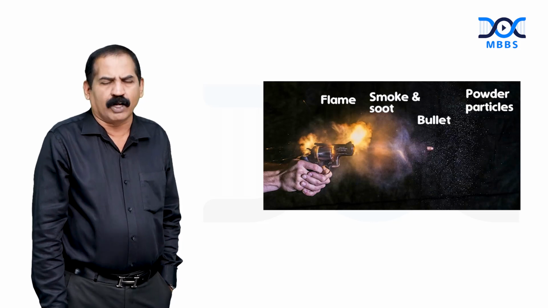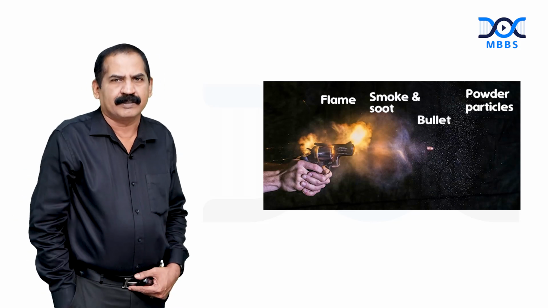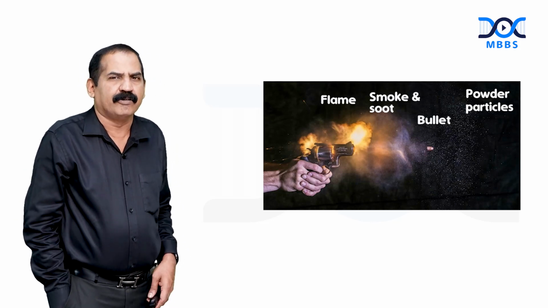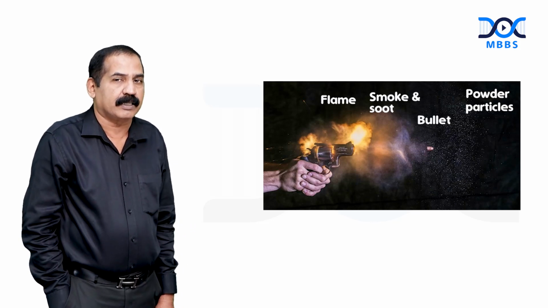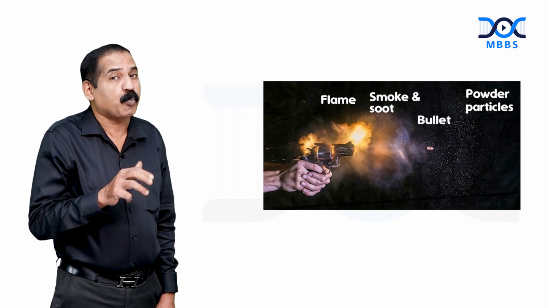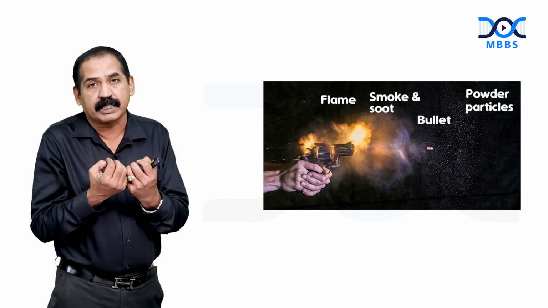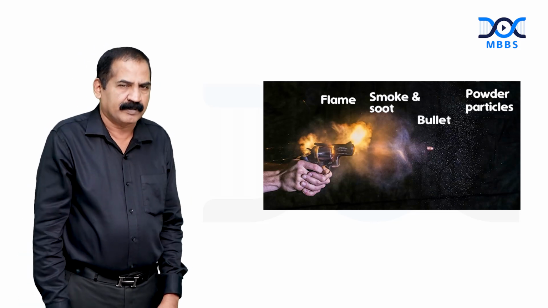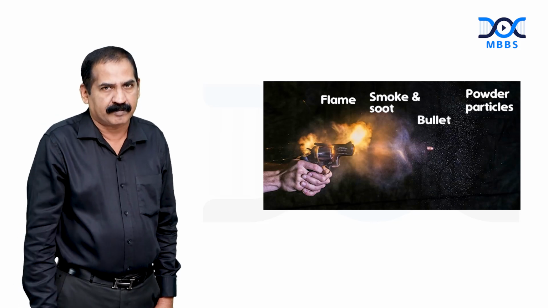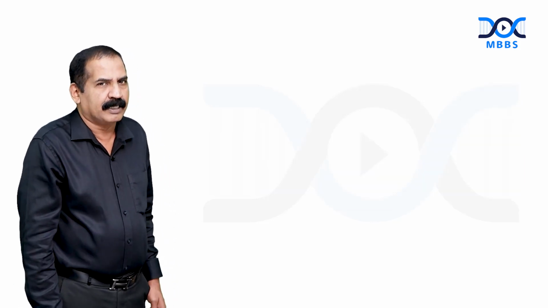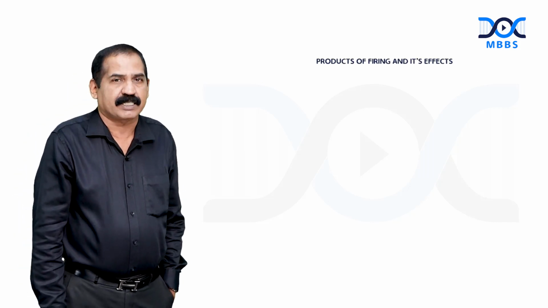So, all these are basic. Try to understand the basics. It is very, very easy. I have beautiful pictures, anybody can understand. Flame, smoke and soot, bullet and powder particles. These are the products of firing. That means, once you fire a gun, what are the products emerging from the muzzle end? Remember, along with the flame, there will be hot air. Next, let me speak on products of firing and its effects.